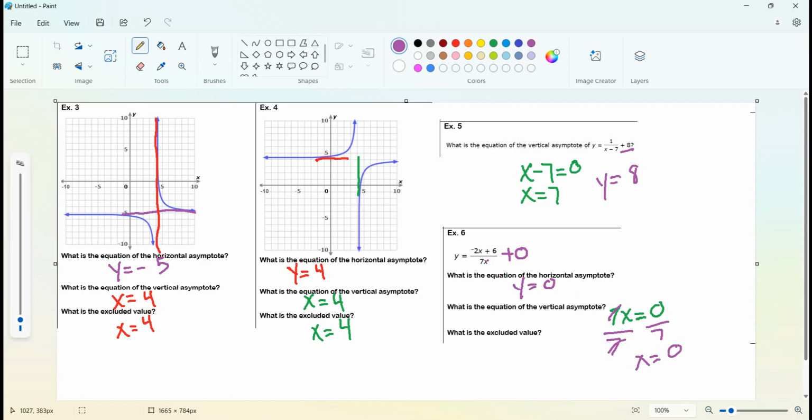So again, if you plugged in a 0 right here, that would cause the denominator to equal 0, which causes an asymptote. So again, that's the excluded value: x could never be 0. So that's going to be x equals 0 for the excluded value on that one.